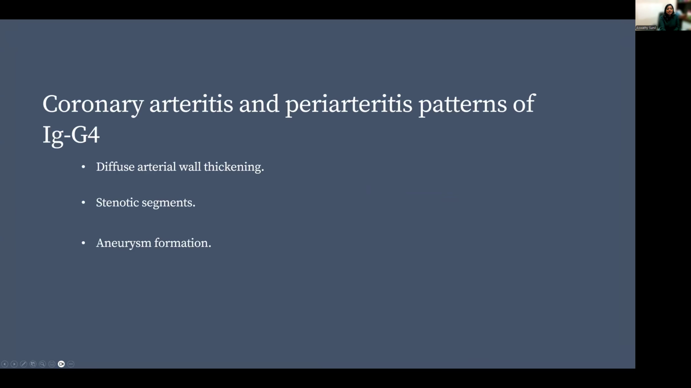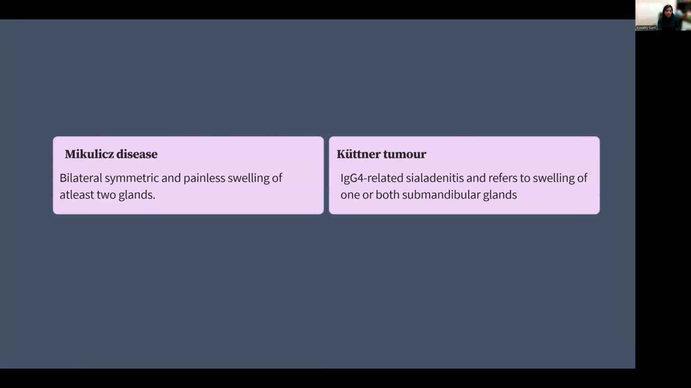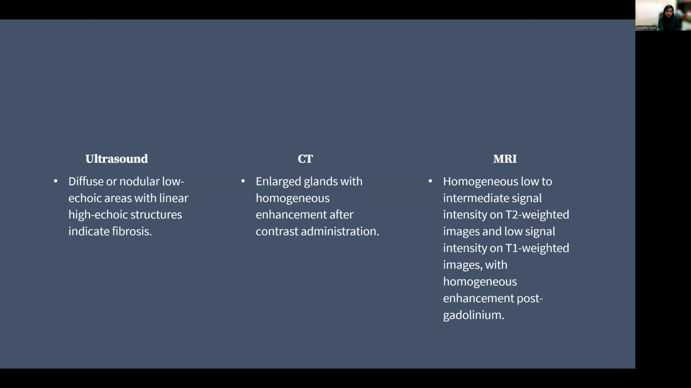So coronary arteritis and periarteritis can appear as diffuse arterial wall thickening, stenotic segments, and aneurysm formation. Next is dacryoadenitis and sialadenitis, Mikulicz syndrome and Küttner syndrome. In Mikulicz syndrome, there is bilateral symmetrical painless swelling of at least 2 salivary glands. And in Küttner syndrome, there is one or both submandibular gland involvement.